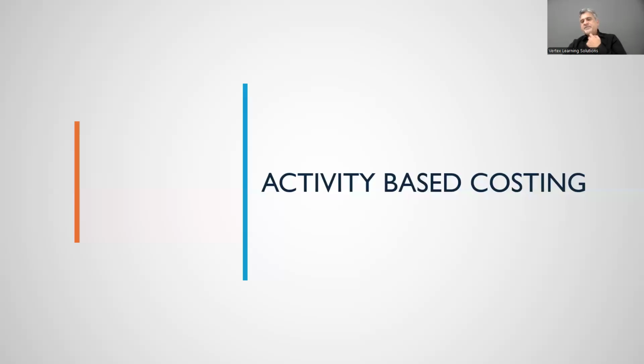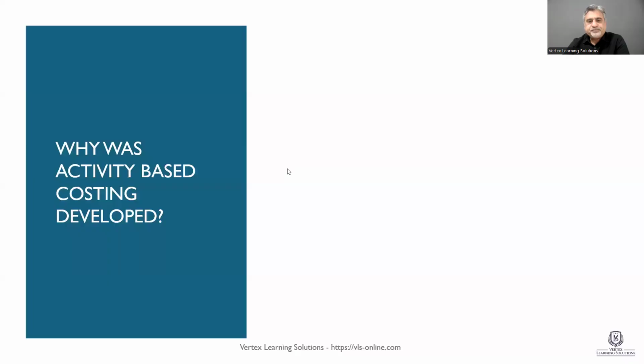Activity-based costing. Before I begin, if you remember, we had one costing method under traditional costing, which is called absorption costing method or full costing method. So the activity-based costing method is based on that same concept. It is quite similar to that. Of course, it is a more advanced way of absorbing the cost, but it has some similarities with the absorption costing method. So why was activity-based costing developed?